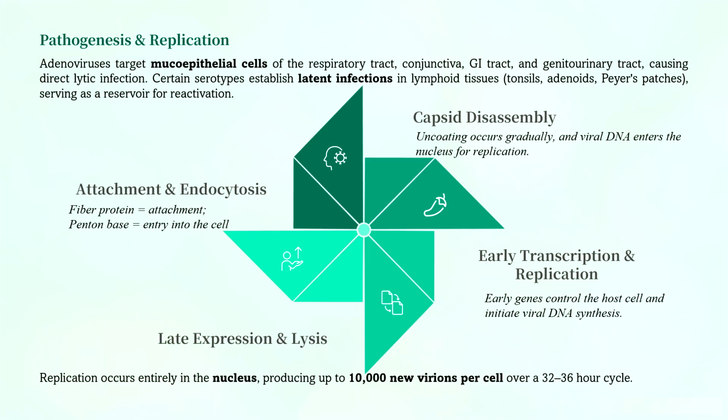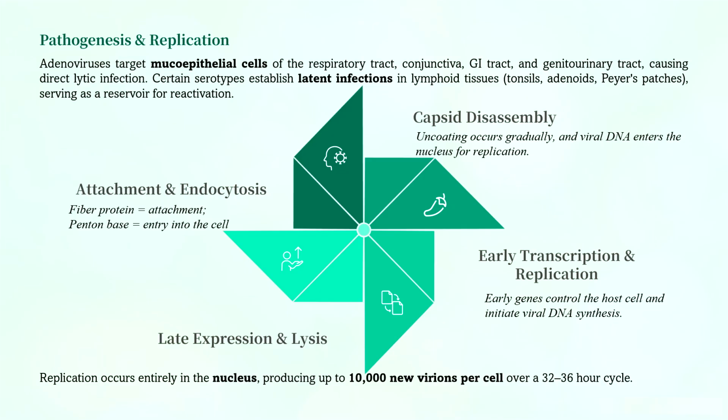The fiber knob protein binds to specific receptors on the host cell surface, that is the Coxsackievirus and adenovirus receptor, CAR, or CD46 in some adenovirus types. After attachment, the penton base interacts with integrin receptors, and this interaction triggers receptor-mediated endocytosis, allowing the virus to enter into the host cell inside an endosome.